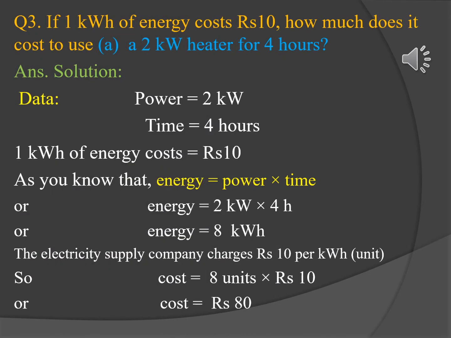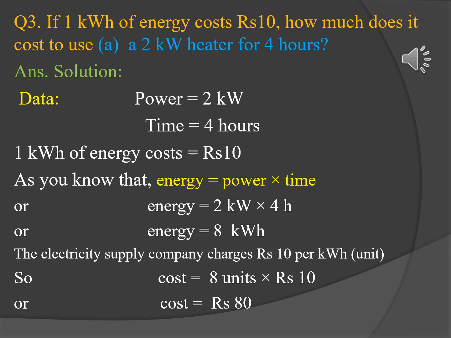Dear students, now I am solving questions number 3 of Test Yourself questions on page number 99. Question number 3: if 1 kilowatt-hours of energy costs rupees 10, how much does it cost to use part A? A 2 kilowatts heater for 4 hours. Its answer is, solution, data, power is equal to 2 kilowatts, time is equal to 4 hours, 1 kilowatt-hours of energy costs is equal to rupees 10.